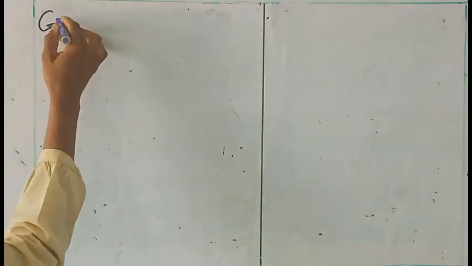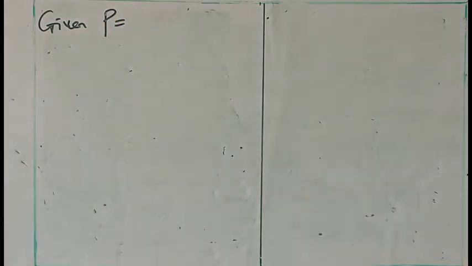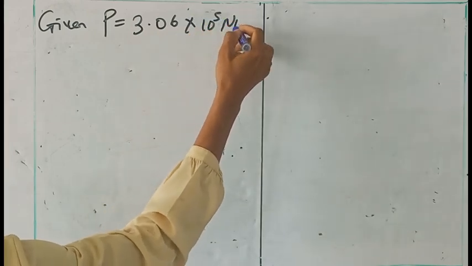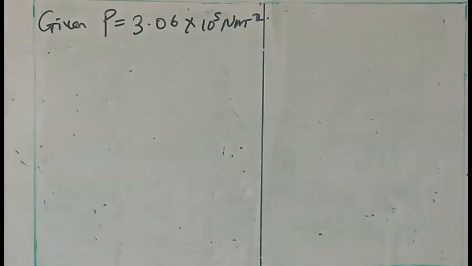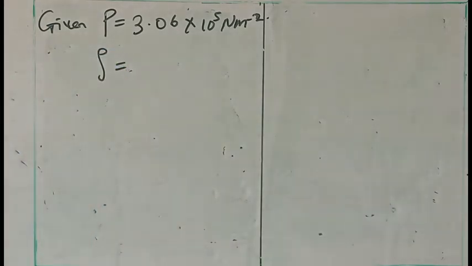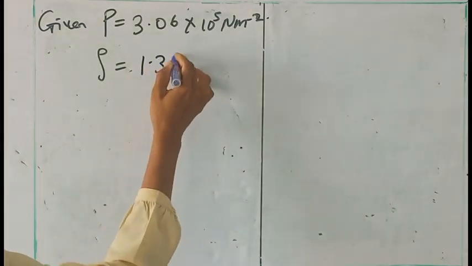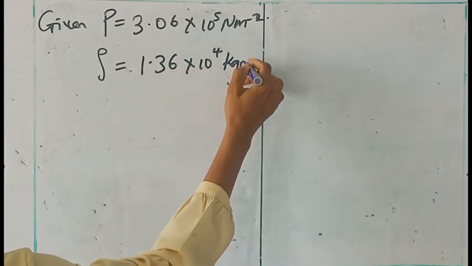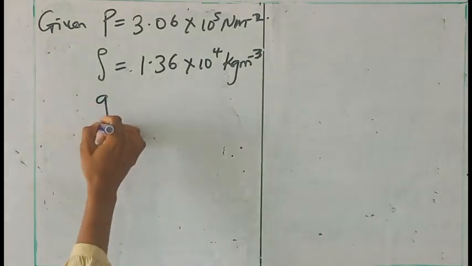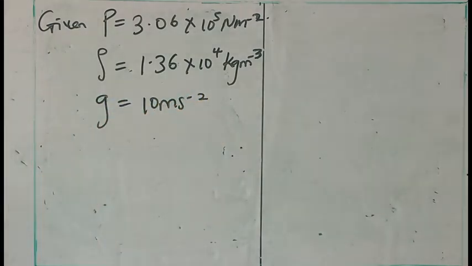In solving example number 2, we are given pressure P as 3.06 times 10 raised to power 5 Newton per meter square. Density of the liquid, rho, remember rho is for density, is given as 1.36 times 10 raised to power 4 kg per meter cube. That's the unit of density. Then G is given as 10 meter per second square. We want to get the length of the liquid.